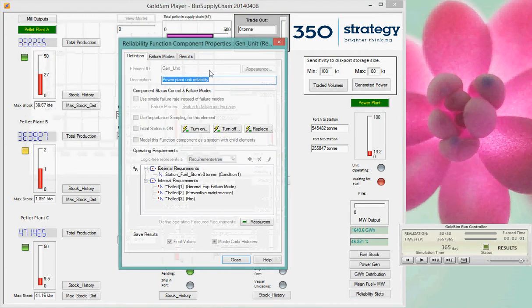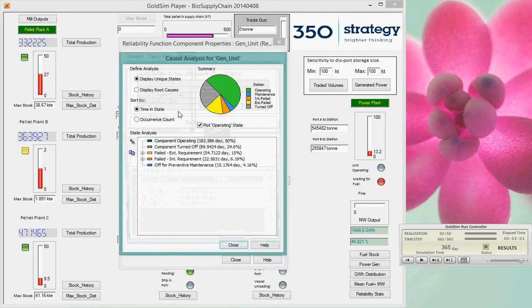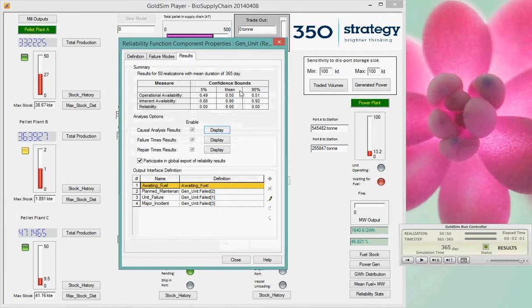We can look at reliability statistics. So for example, this is the power generator, but we could look at pallet mills as well. We see it operated for 50% of the time. This is the initial period waiting for fuel in grey. The external failure here is actually, in this case, station fuel. So this shows the period when the power plant was waiting for fuel. And then we've got normal failures of the power plant and planned maintenance.